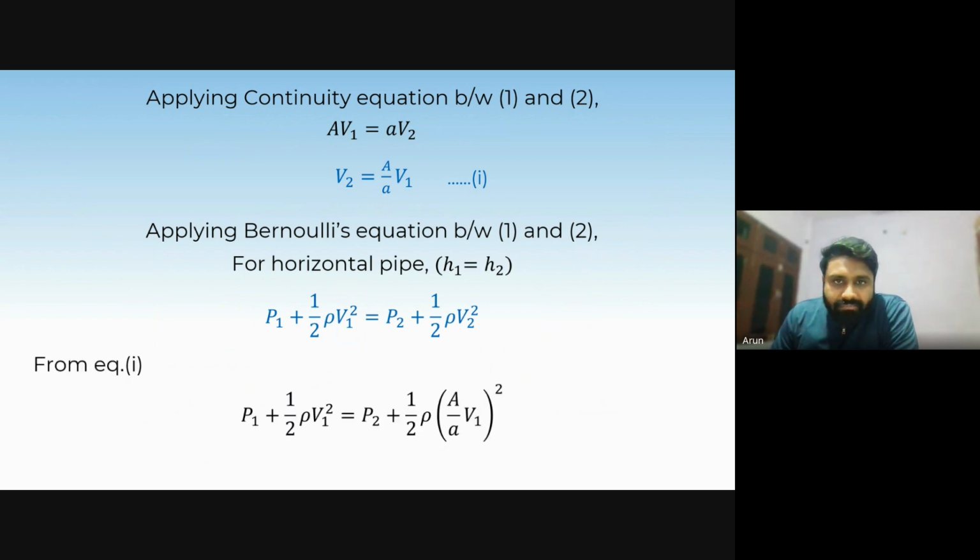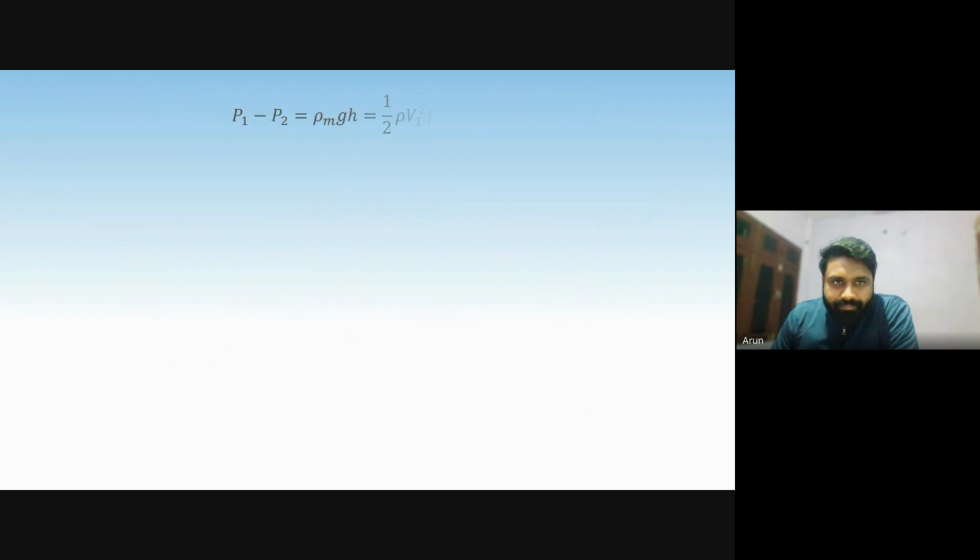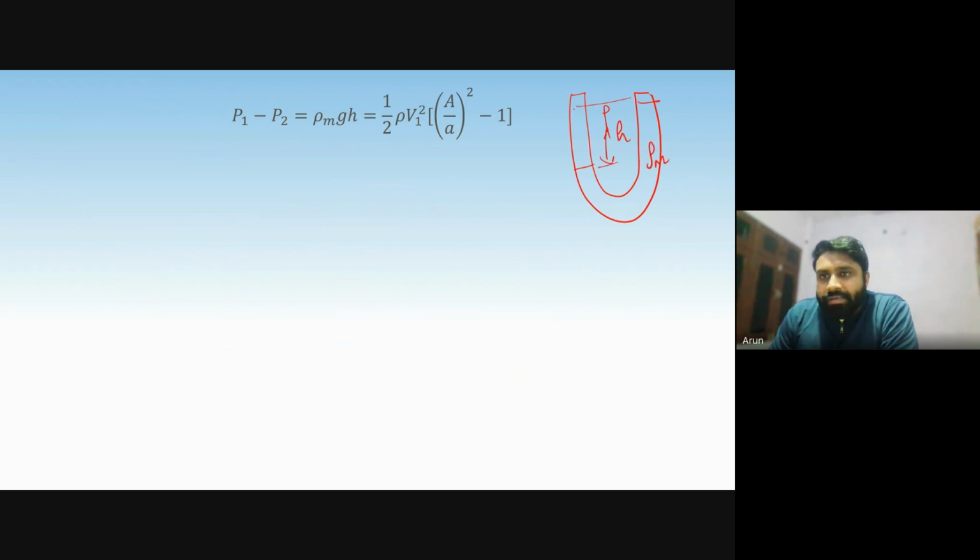Now from equation 1, we put the value of V2 in terms of V1. It is capital A by small a, times V1, whole square. Now P1 minus P2 is equal to rho m g h, because we know that in a U-tube manometer, if the difference in height is h, and the fluid of density rho m has been inside this, the pressure difference we can say here is rho m g h.